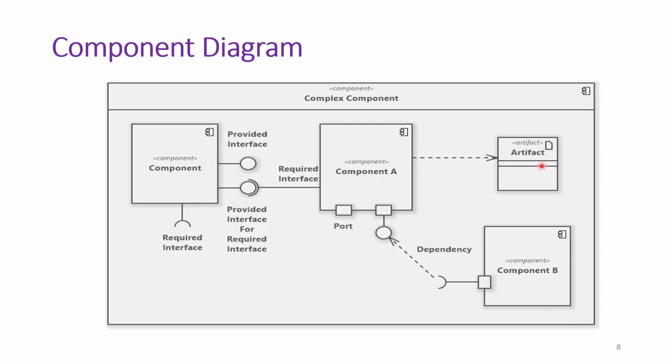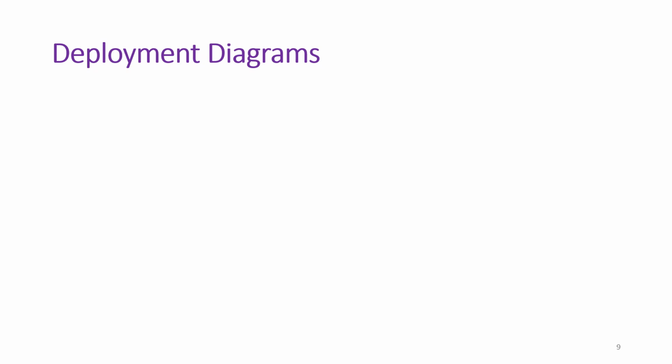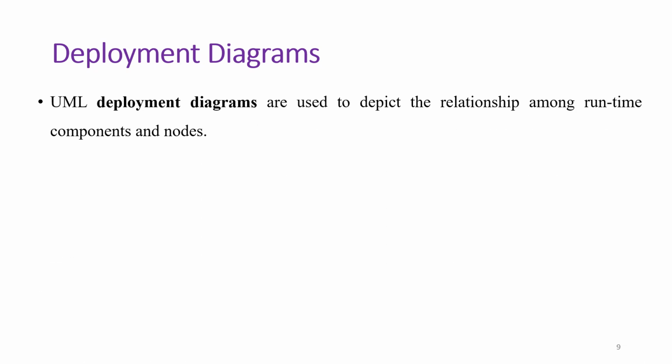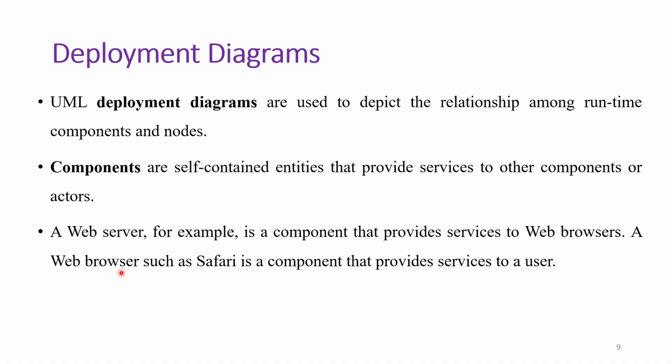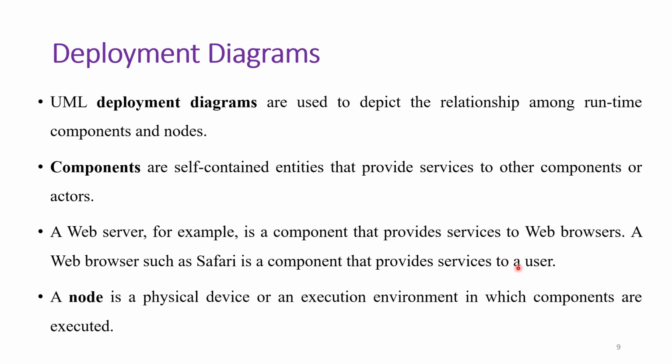And there is a component with different entities. So this is the complex structure for the component, where in detail we are elaborating the component of components, every component. Then how the deployment diagrams look. The UML deployment diagrams are used to display the relationship among the runtime components and the nodes. So components here are self-contained entities that provide services to other components or the actors. Here we can see one example, web server and web browsers, how both are connected and what kind of services they are providing to the user.